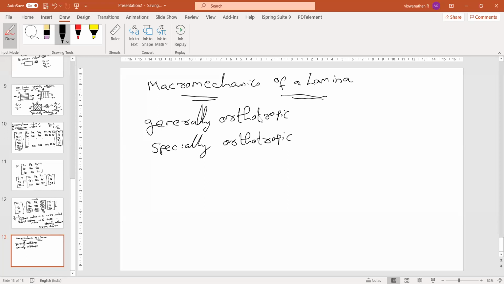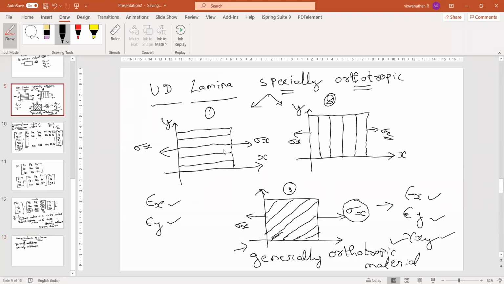Generally orthotropic means whose material coordinates and Cartesian coordinates are the same. Okay, so the angle is the same. This is the loading, and this is the direction of fiber. It is along the direction of fiber, or it can be perpendicular to the direction of fiber. If the direction of fiber is inclined, then it is generally orthotropic material. So these two are specially orthotropic, and this is generally orthotropic.